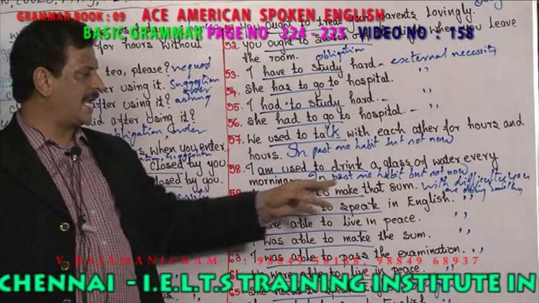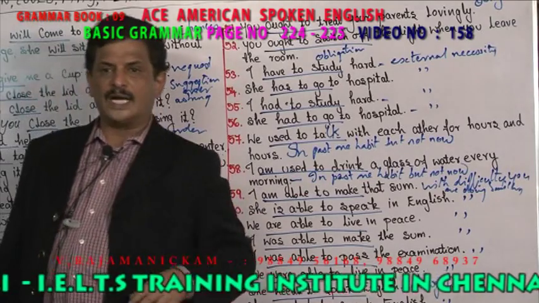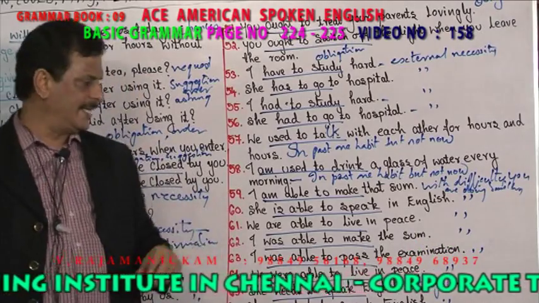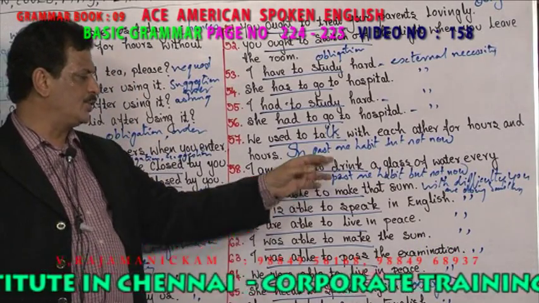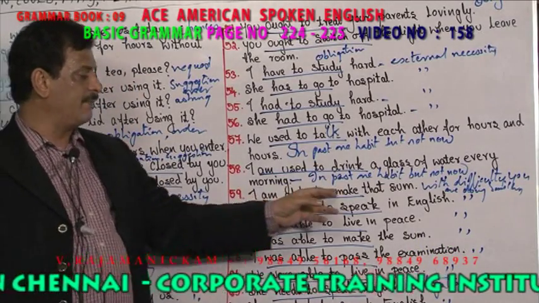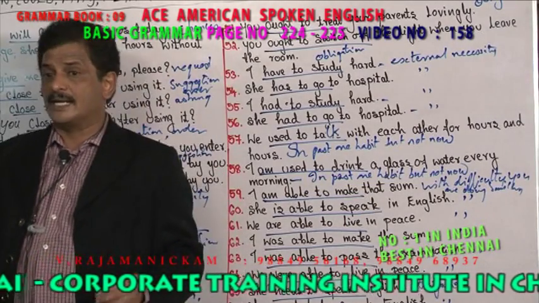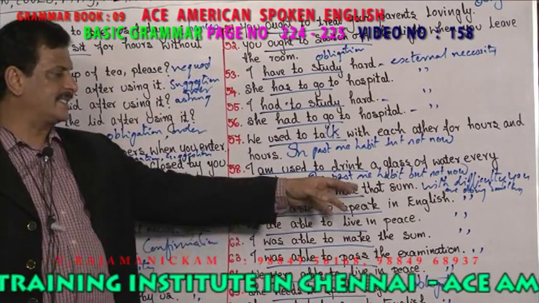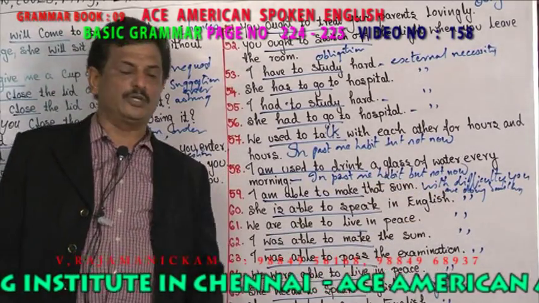I am used to drink a glass of water every morning. ஒவ்வொரு நாளும் காலையிலே நான் ஒரு கப்பு தண்ணீர் குடிப்பேன். இது என்னுடைய வழக்கமாக இருந்தது. I am used to என்றால் வழக்கமாக கொண்டிருந்தேன். I am able to make that sum என்றால் என்ன? கஷ்டப்பட்டு ஒரு காரியத்தை செய்கிற பொழுது I am able to make that sum. With difficulties you are able to do something.